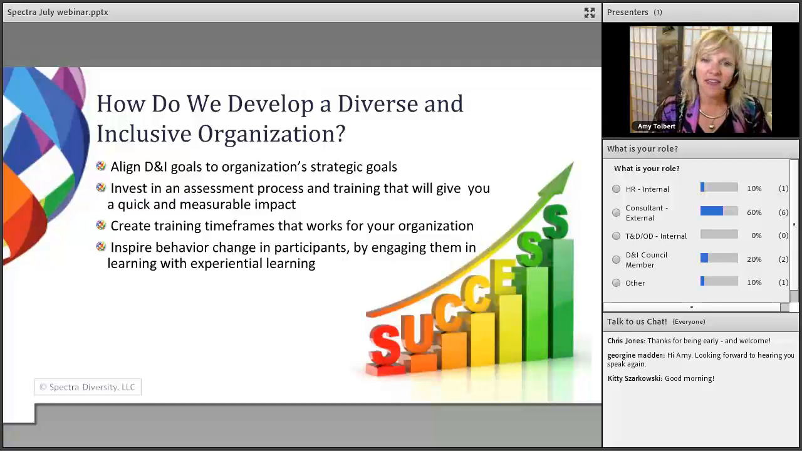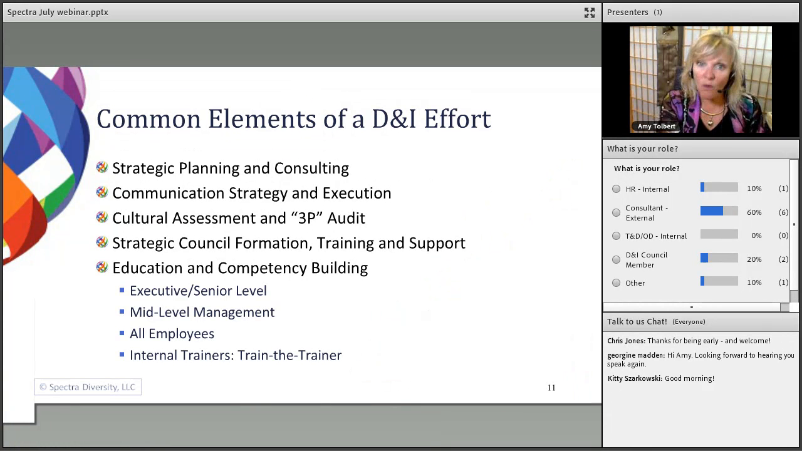Now, once you think about the business case, we're looking at why we would do it, the benefits, and how we develop it. Then what are some of the common elements of a diversity and inclusion effort in an organization? Well, because we're linking it to strategy, you have to have some strategic planning and consulting up front. You have to really think about how you'll be communicating and executing it.